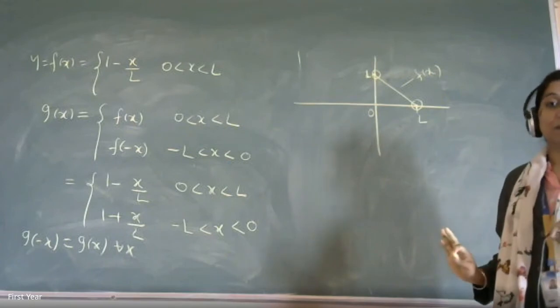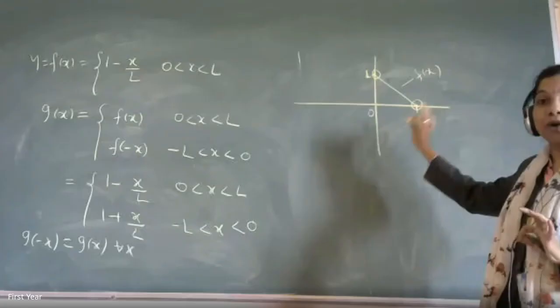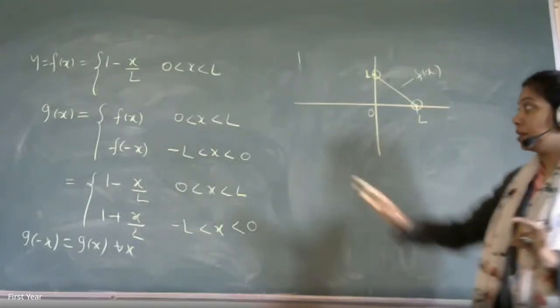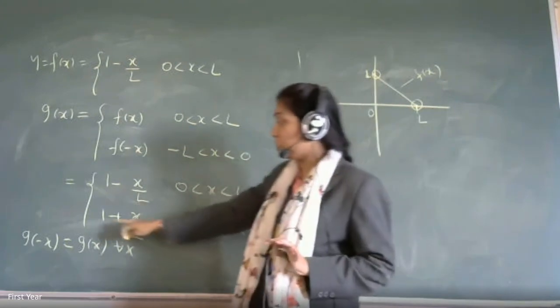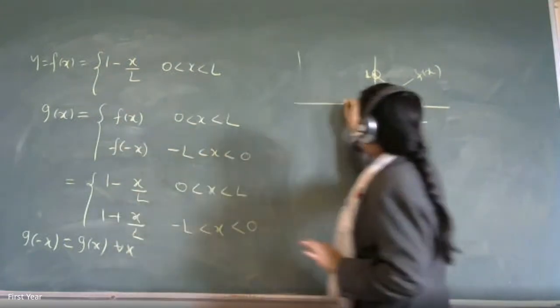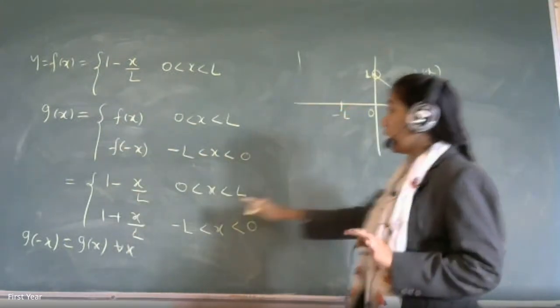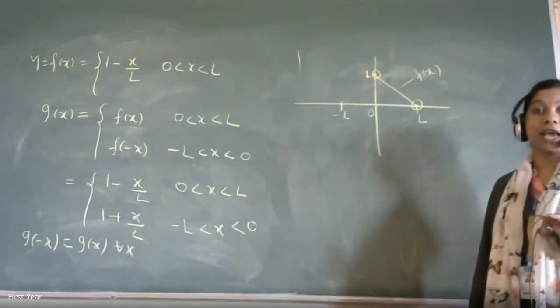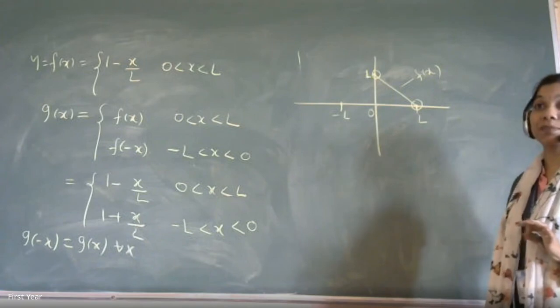Clear up till this? Yes, ma'am. Now, if I want to extend this as an even function, what should happen? They are saying that if I want it to be an even function, I have to define it in minus n to 0 as 1 plus x by n. Check 1 plus x by n or not.